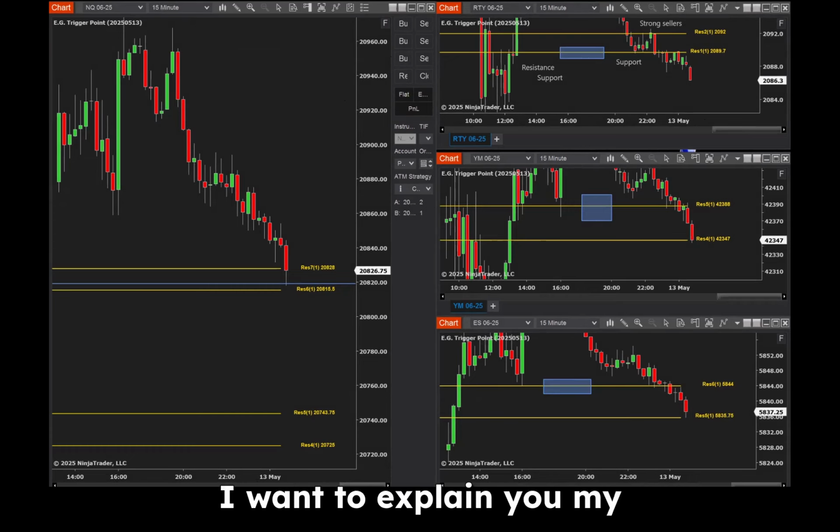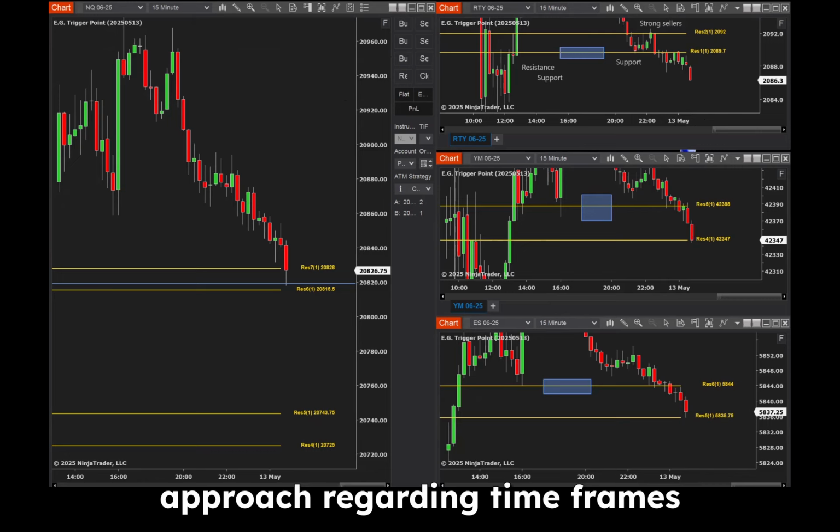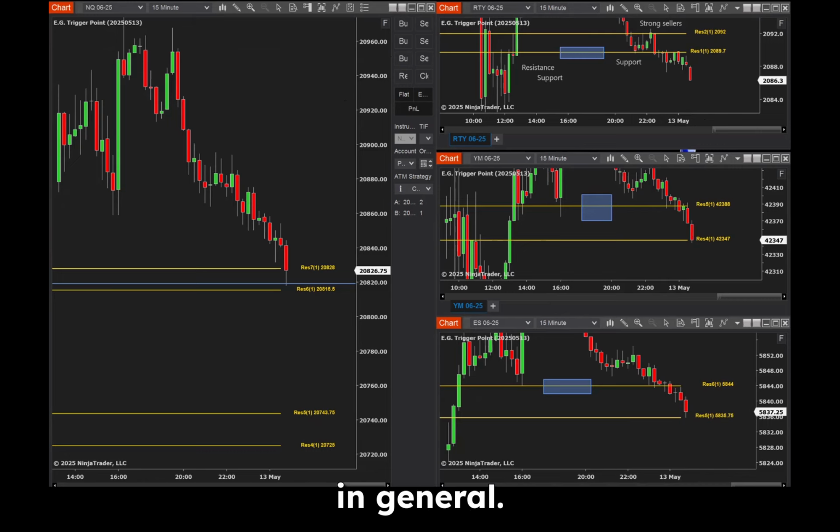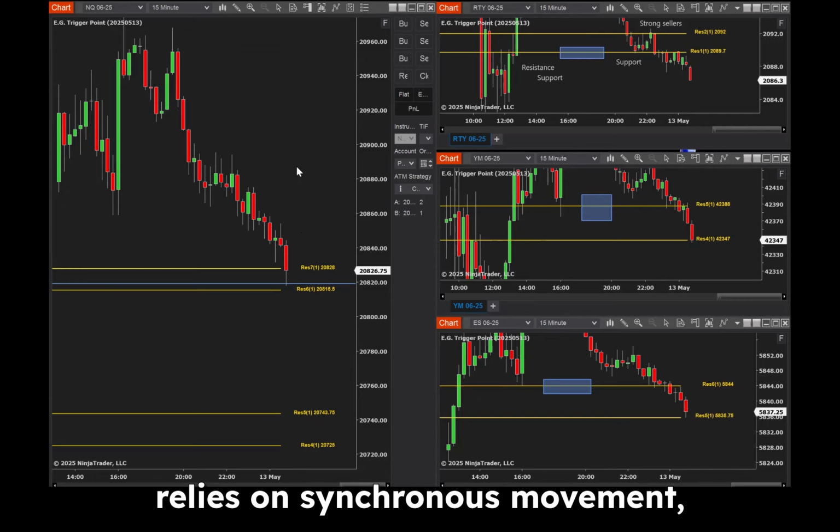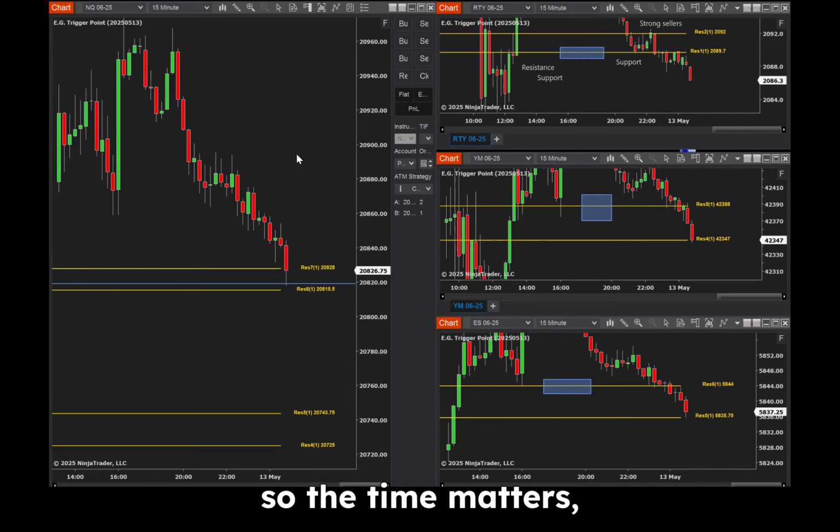Okay, I want to explain my approach regarding timeframes in general. The CTP relies on synchronous movement, so the time matters, but the time frame does not matter for me. Honestly, I'm not considering it at all. These levels are fixed regardless of the time frame, and I trade off these levels or equivalent levels, so the time frame does not matter.